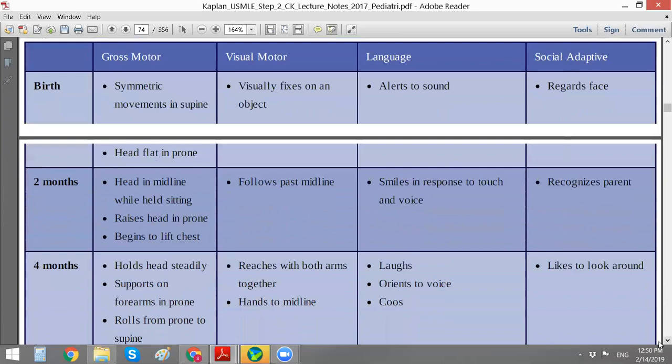At birth: regards face, alerts to sound, visually fixes on an object, symmetric movements, spine and head flat in prone; in prone position does not lift the head. At 2 months: head is in midline while held sitting, raises head in prone, begins to lift chest, develops a social smile, recognizes parents, and follows past midline. If we move the finger, he will follow. Visual motor is following past midline.